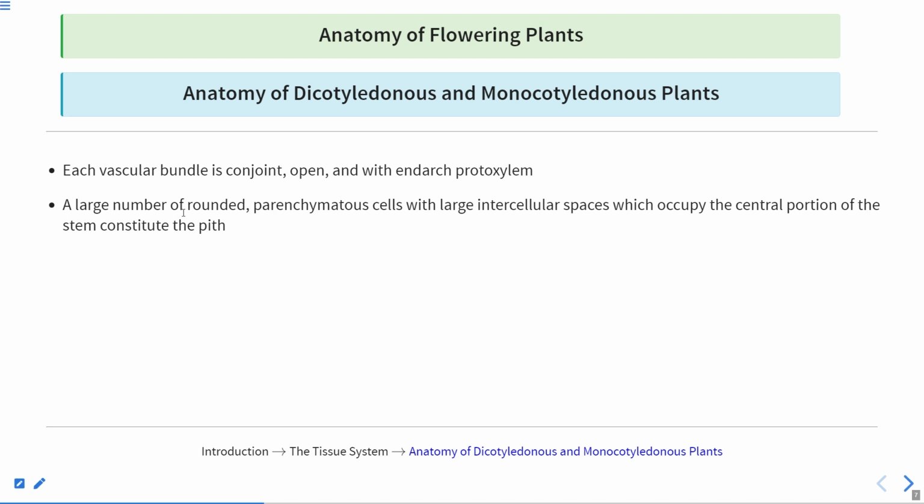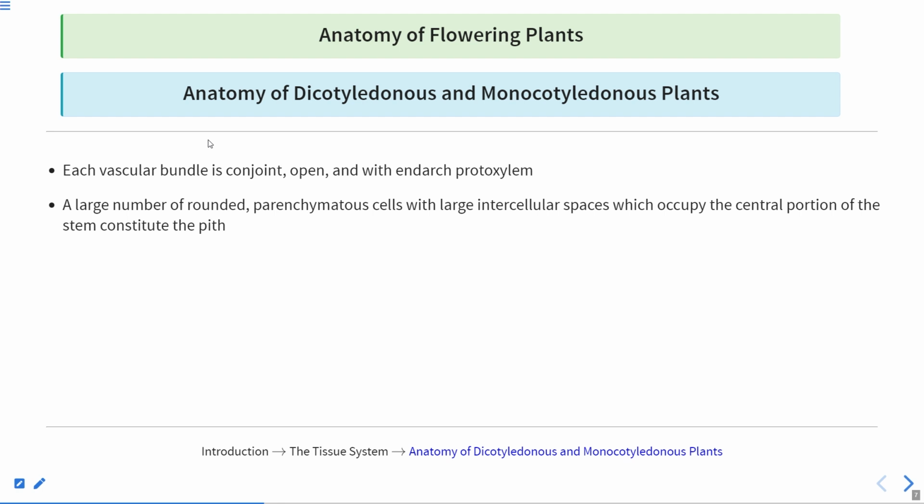Now, if you talk about the vascular bundle, what type of vascular bundles do they have? Each vascular bundle is conjoined and open, meaning it has a cambium layer, with enlarged protoxylem. The vascular bundles are conjoined. The xylem and phloem are present at the same radius, and in between the xylem and phloem there is the presence of cambium.